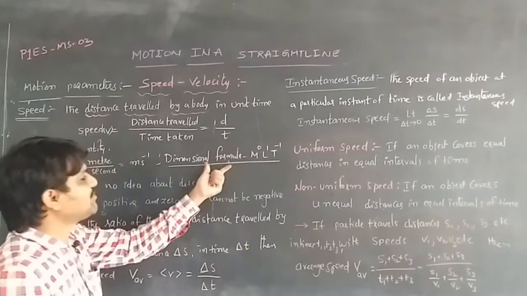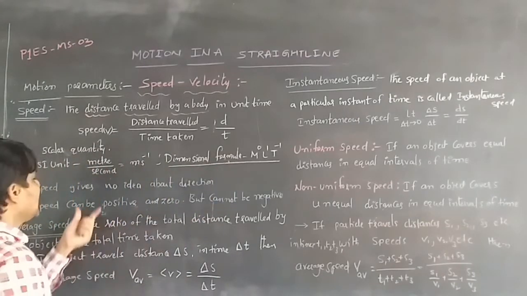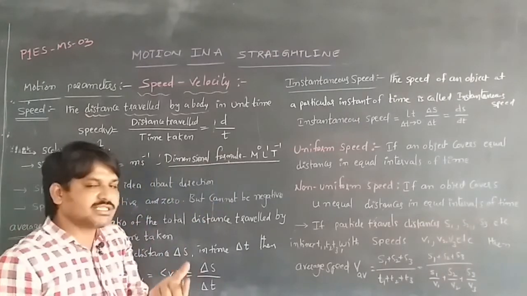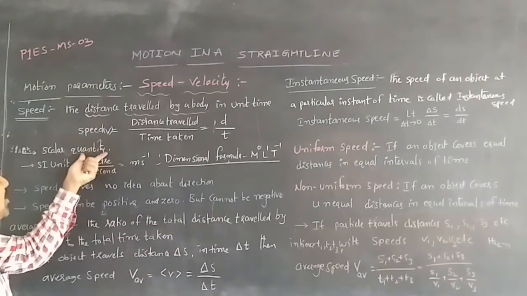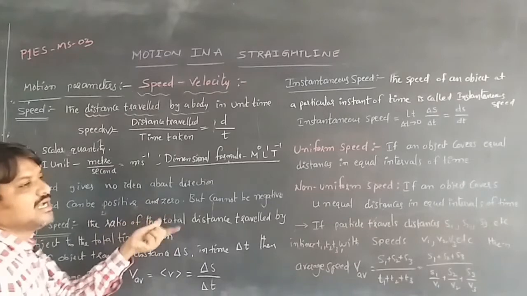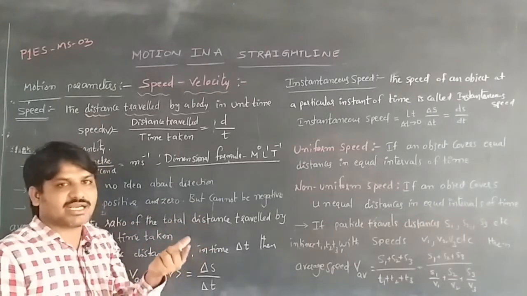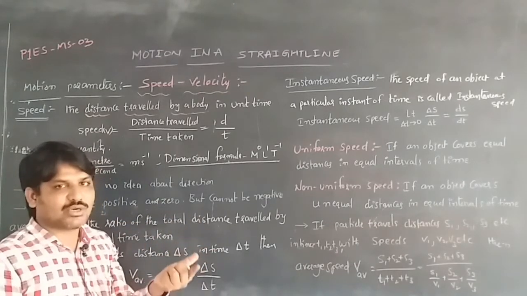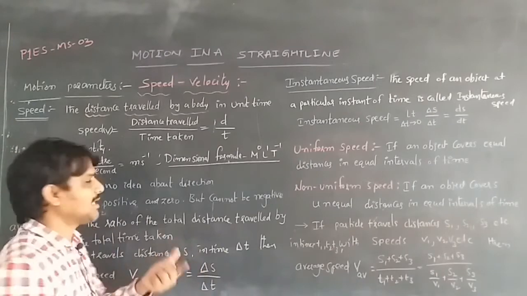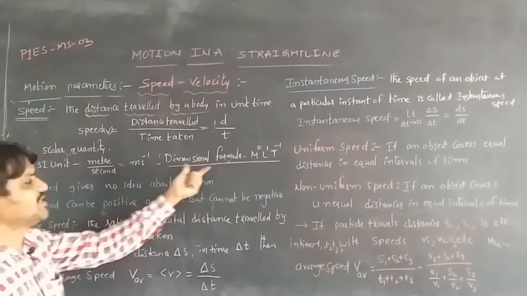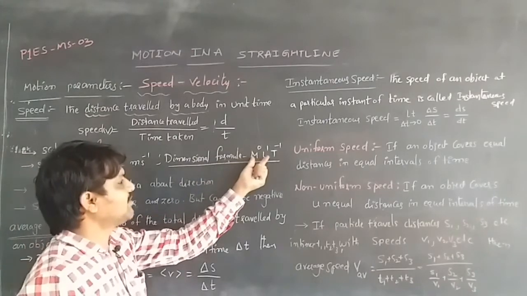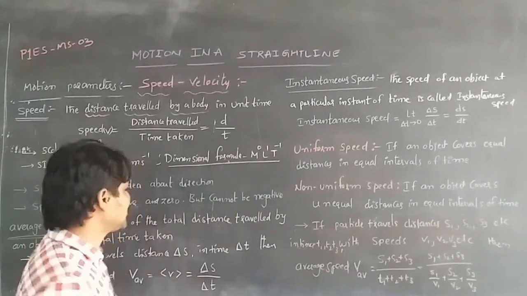So this is the dimension formula of speed. Another thing: it does not give any idea about direction, so it is a scalar quantity. A scalar is a physical quantity having only magnitude but no direction. So the SI unit is meter per second, and the dimensional formula is M power 0, L power 1, T power minus 1.